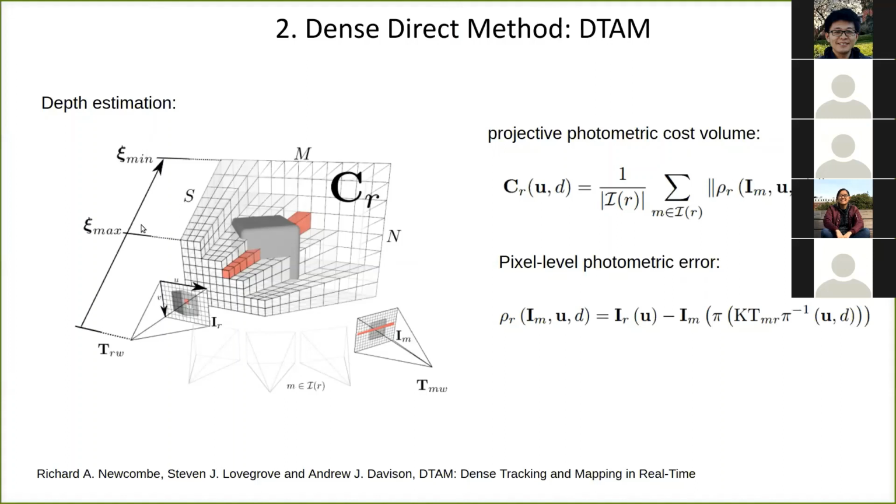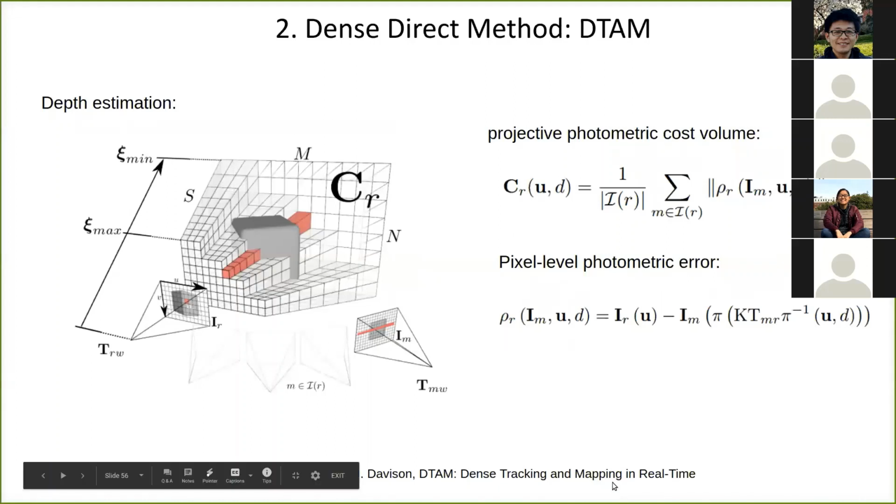So DTAM puts a range on the depths, the minimum and the maximum. We're searching for the optimal depth in this range by fitting it into the photometric cost volume to find the minimum depth that can fit this photometric cost volume.